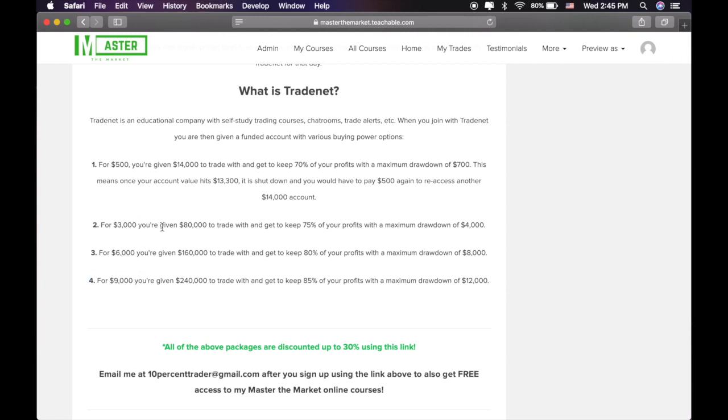And with that account, you're going to actually get $80,000 to trade with, and you'll get to keep 75% of the profits. For $6,000, you can get $160,000 to trade with, and you'll keep 80% of the profits. And for $9,000, you're going to be given $240,000 to trade with and keep 85% of the profits.